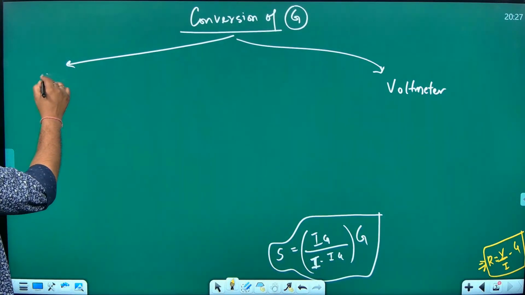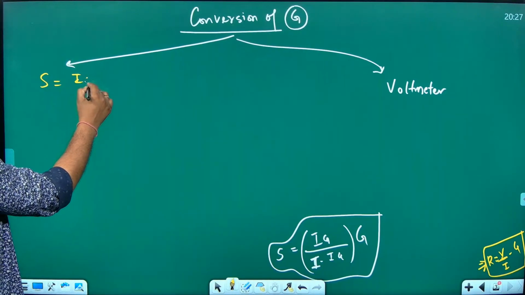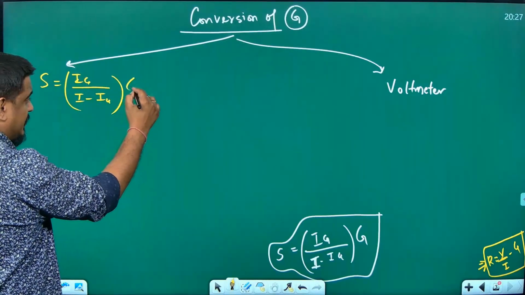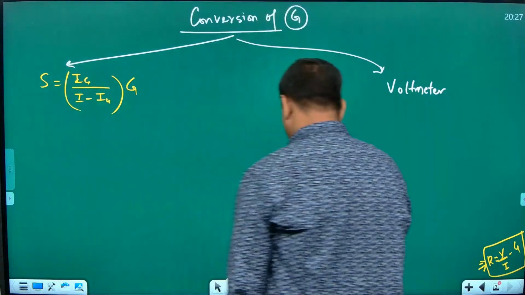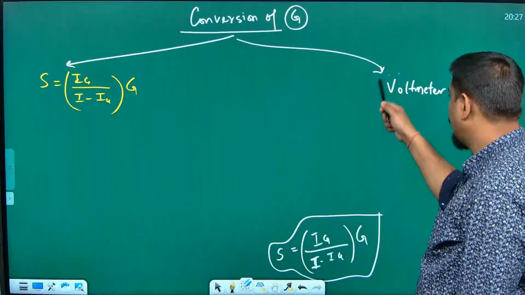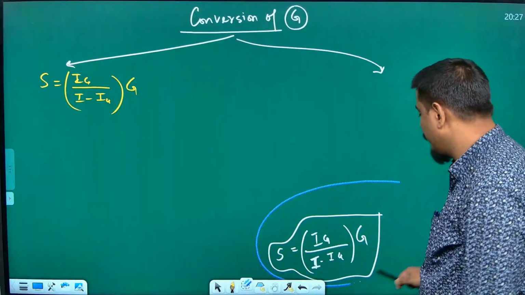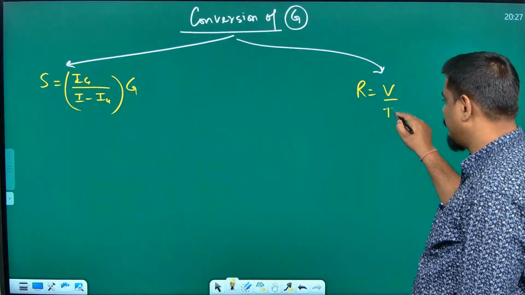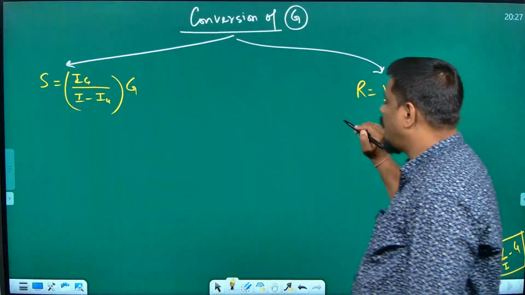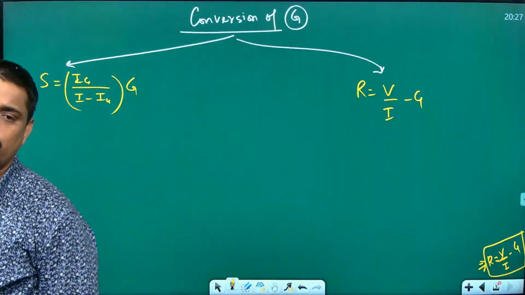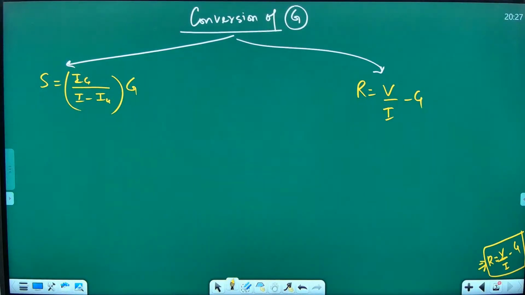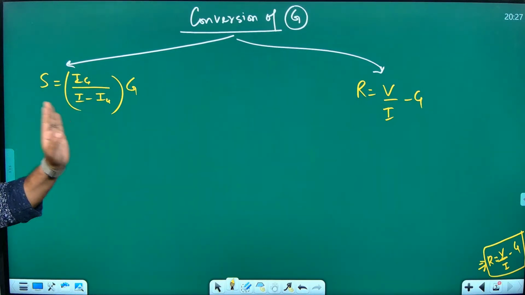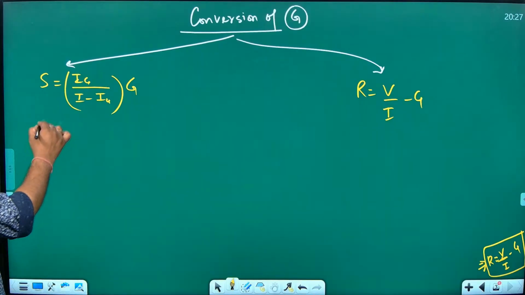So we know the formula of shunt is Ig by I minus Ig into G. Whereas to convert into a voltmeter, what is the formula of resistance to be added? V by I minus G, yes, V by I minus G. So I have the formula of resistance to be added in the case of conversion of galvanometer into a voltmeter, and I have the formula for finding the shunt, which will convert my galvanometer into an ammeter. Now the first question that I gave was based upon this.